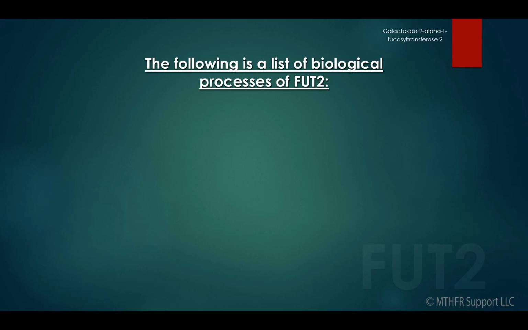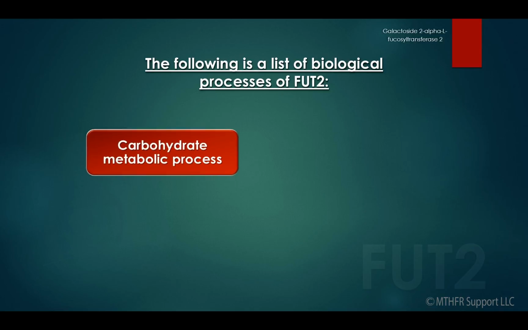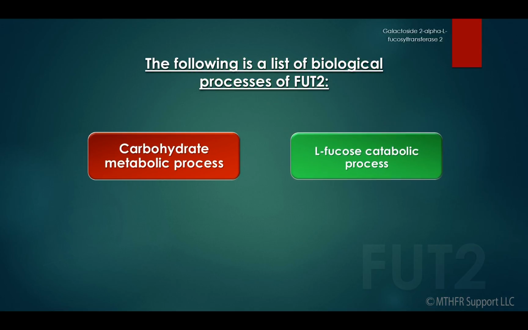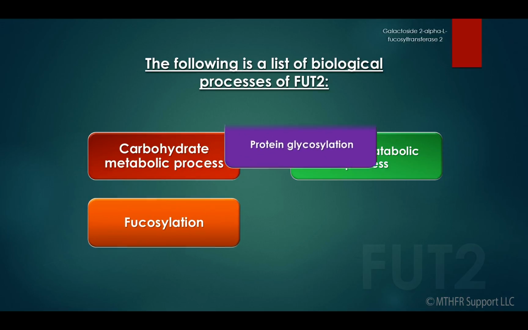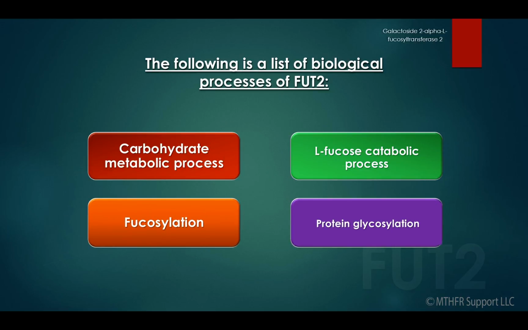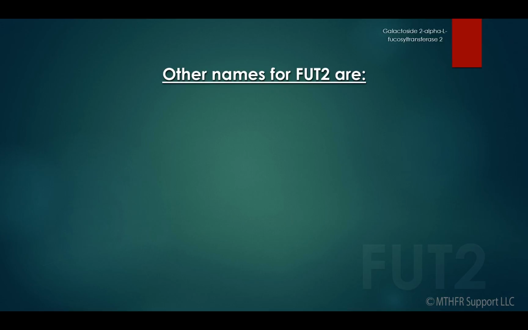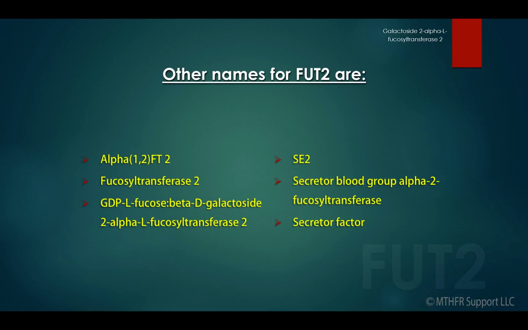The following is a list of biological processes of FUT2: carbohydrate metabolic process, L-fucose catabolic process, fucosylation, and protein glycosylation. Other names for FUT2 are alpha-1,2-FT2, fucosyltransferase 2, GDP-L-fucose beta-D-galactoside 2-alpha-L-fucosyltransferase 2, SE2, secretor blood group alpha-2-fucosyltransferase, secretor factor.